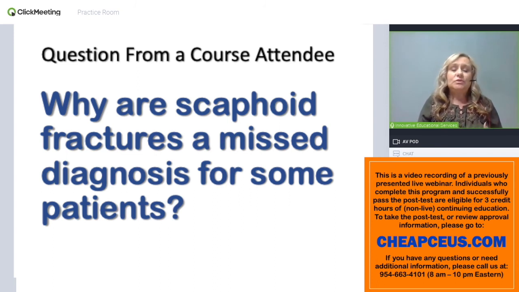The National Institute for Health and Care Excellence in the United Kingdom recently updated their guidelines, and they recognize these challenges in diagnosing scaphoid fractures. They changed their recommendations to include that physicians should consider MRI as the first line imaging when a scaphoid fracture is suspected following a clinical examination.